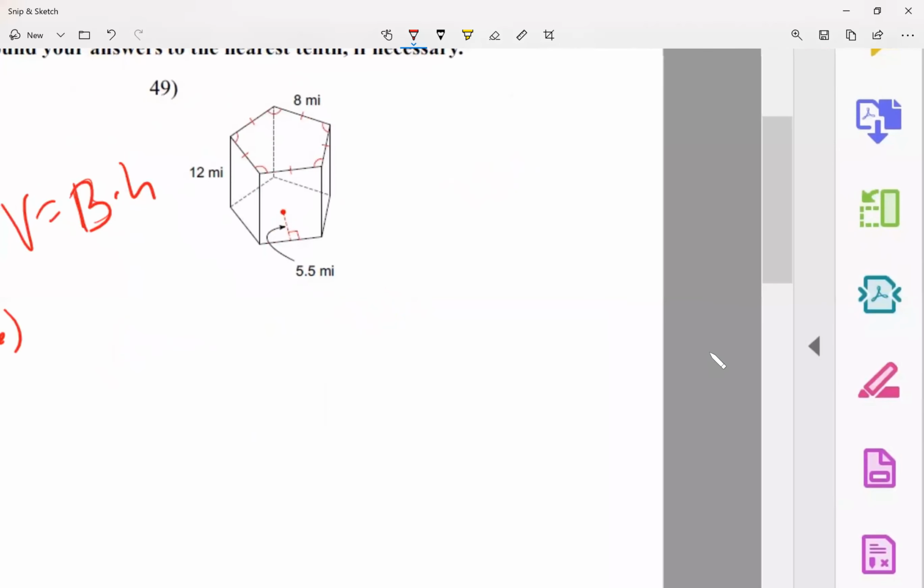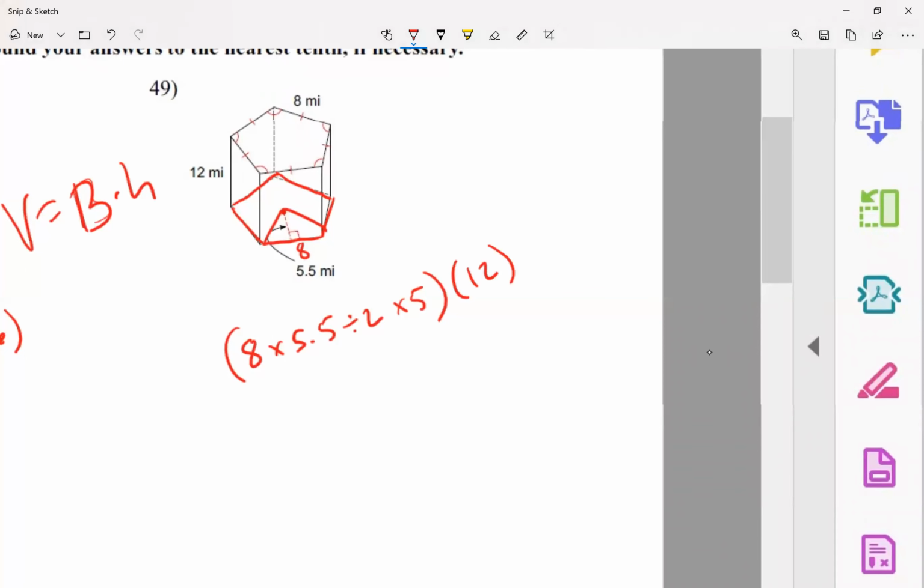Question number 49. The base, I see it here. I'm going to say each measurement outside is 8. And I'm just looking for a triangle. For that triangle, I'm going to go 8 times 5.5 divided by 2. And whatever I get, I'm going to multiply this by 5. All of this is the base. The height of my prism here is 12. So let me go 8 times 5.5 divided by 2 times 5 times 12. And my answer here, I get 1,320.